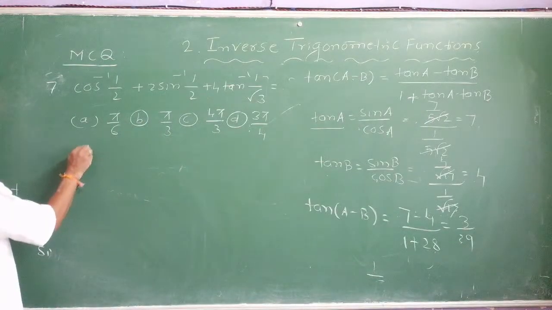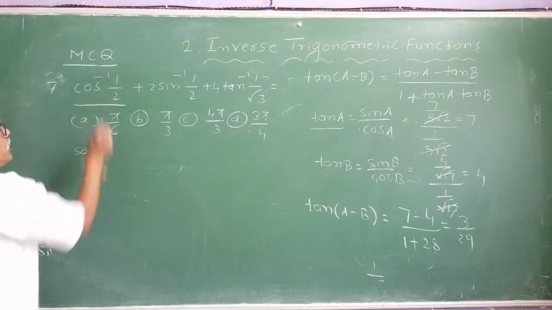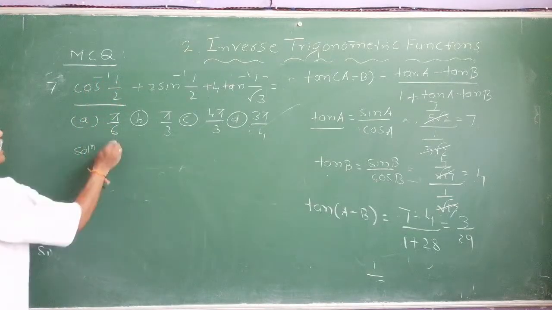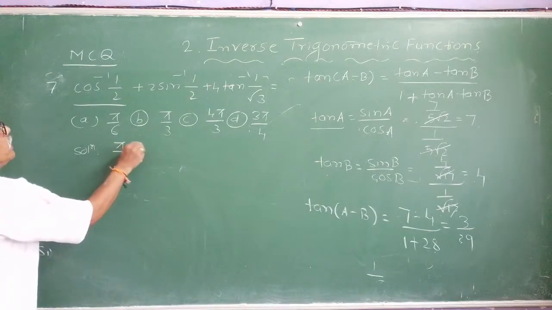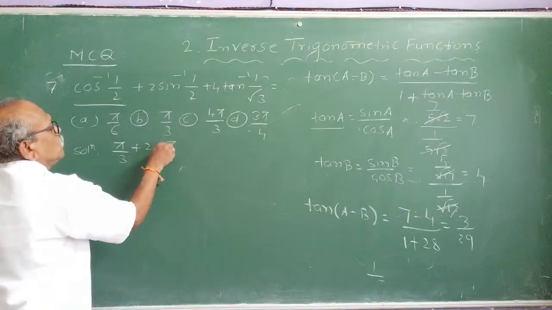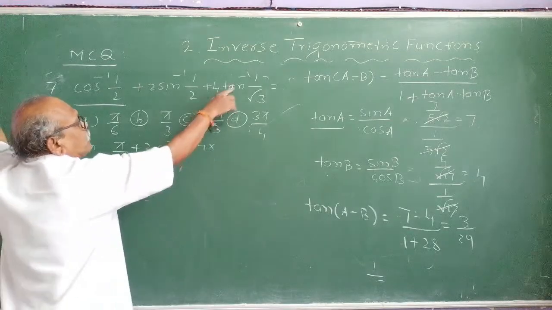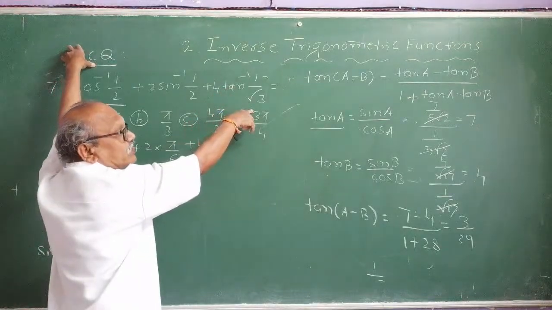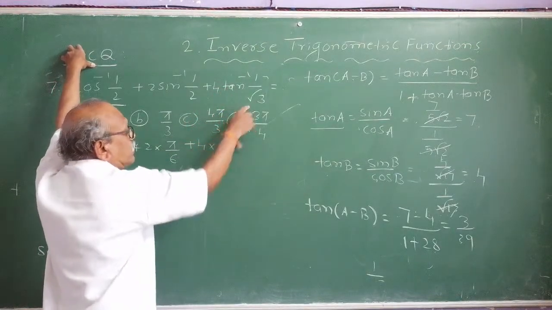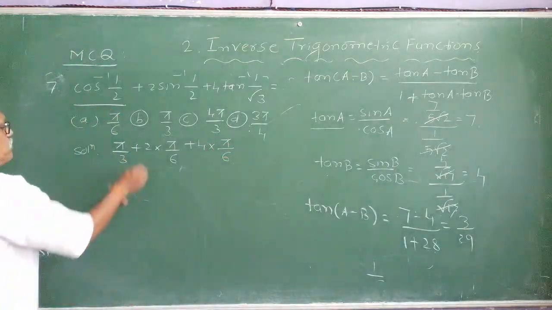Solution. Go on, just substitute in the value. For whatever angle of the cos you get 1 by 2, that is 60, which is pi by 3, plus 2 into, for what angle of the sine you get 1 by 2, which is pi by 6, plus for what angle of the tan you get 1 by root 3. Tan 30, 30 means pi by 6. You can simplify and get the answer.